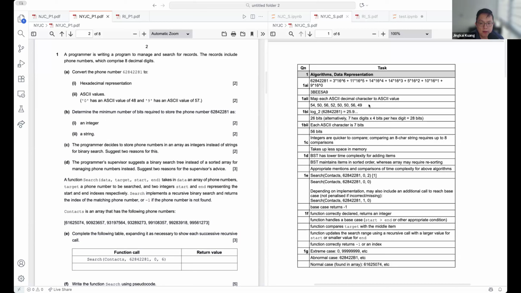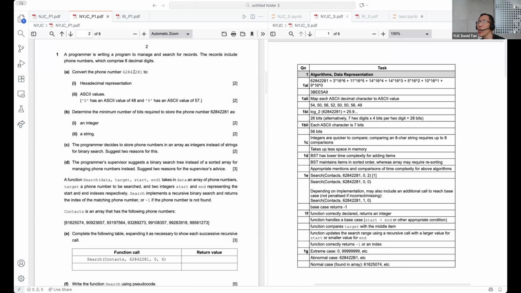Map each character to ASCII value. Can you do this? Convert the phone number to hexadecimal. That one is basically just the long division. You can use your calculator to solve this one. It's 2 marks. Wow, the working is actually quite tedious, but I think it's unnecessarily tedious.